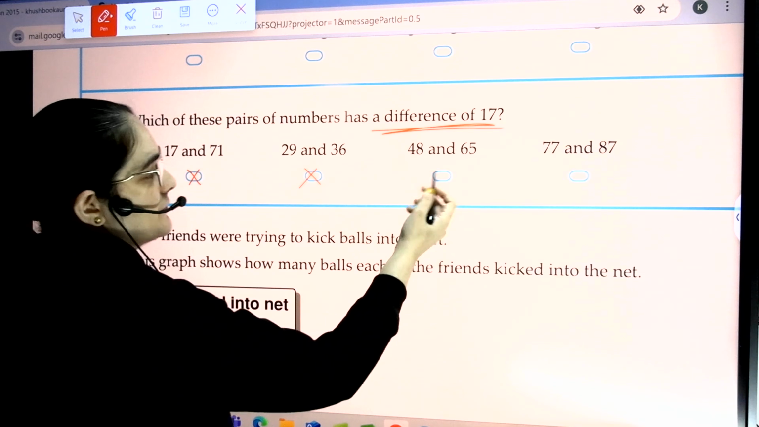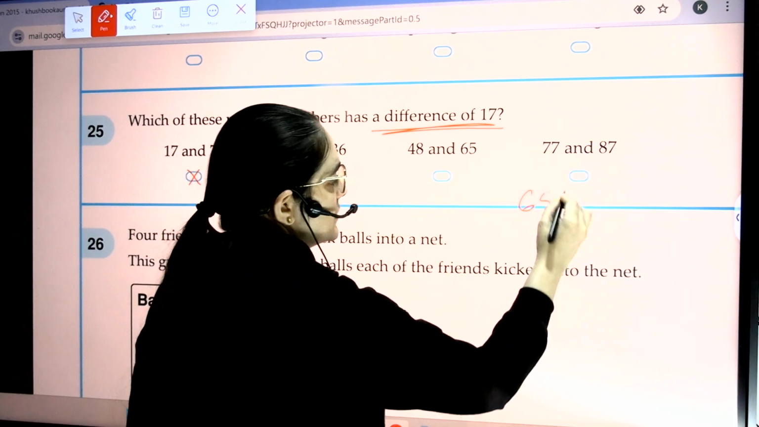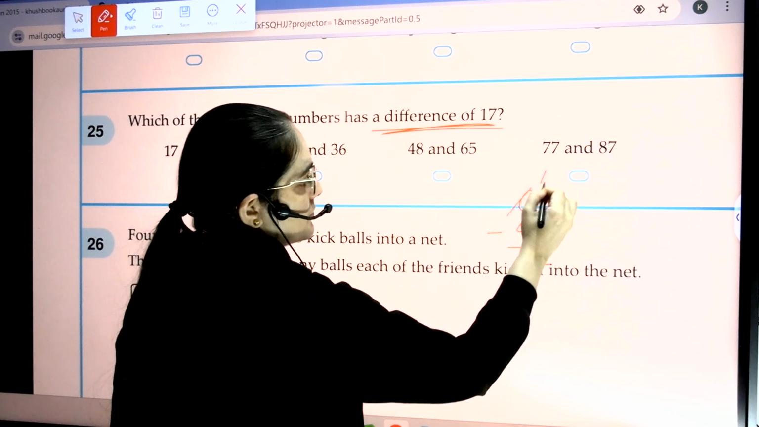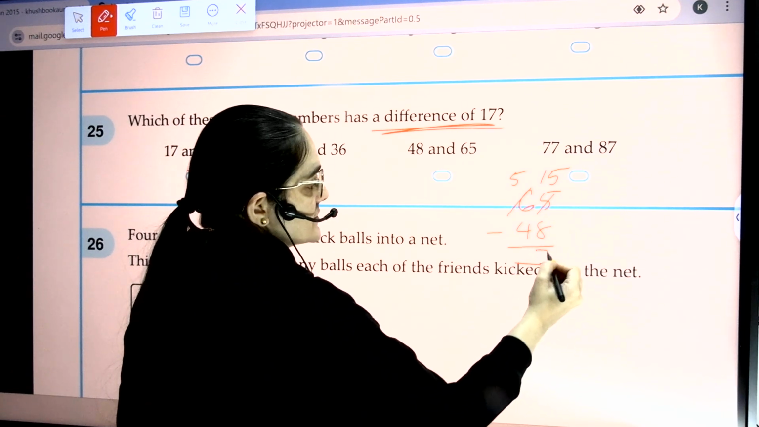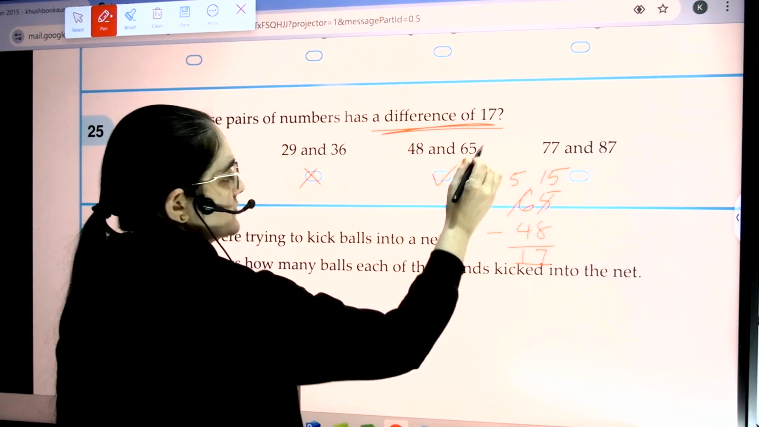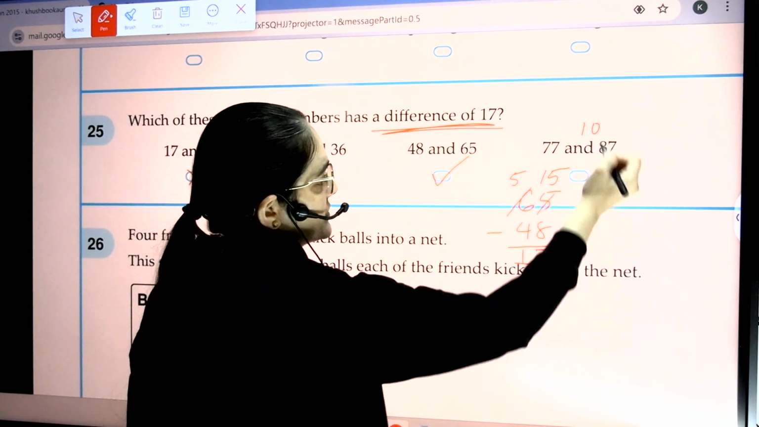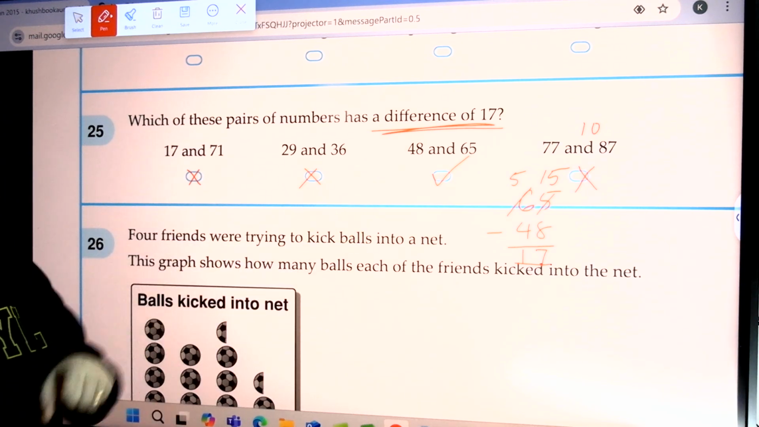48 and 65. This looks somewhat correct. If you're unsure, then you can borrow and subtract. 5 is less than 8, so this would be 15, and this would be 5. 15 take away 8 is 7. And this is 1. Yes, this one makes sense. 77 and 87 is basically 10 points away. So this can't be. Okay. So C for cat is the correct answer.